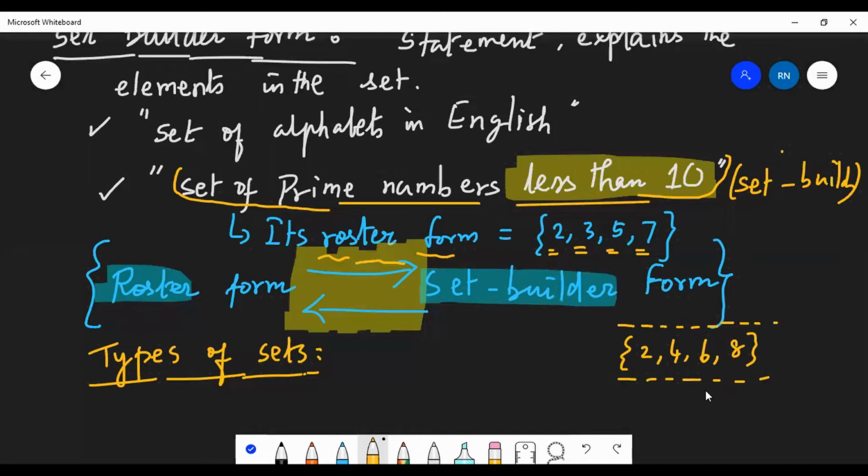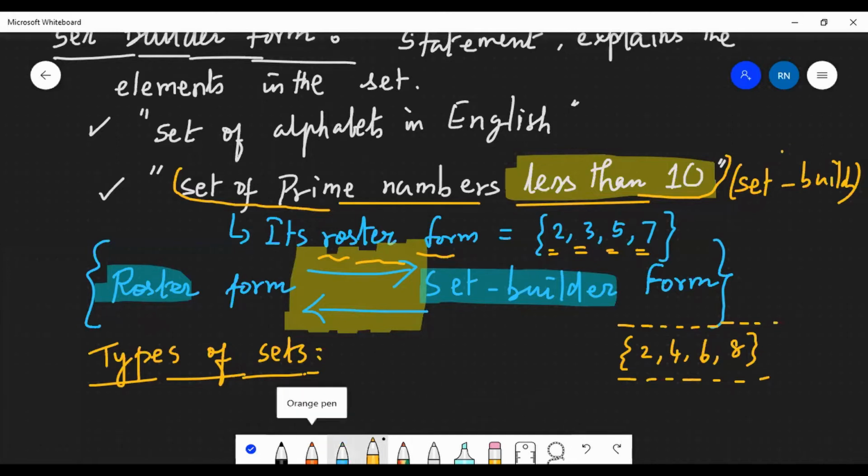So that means you give another, more qualifying explanation for it. So the set of even numbers, but less than 10, you can say. All right. So the way you explain, that becomes a set builder form. Given roster, you can also give an explanation. Given set builder, you can also put it down in the form of a list. List, that is roster form.